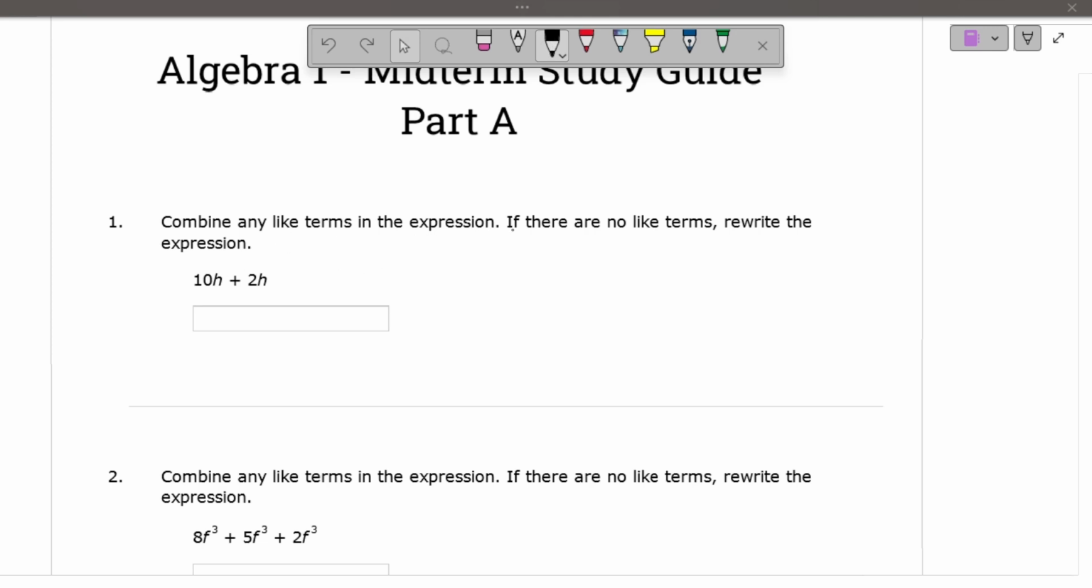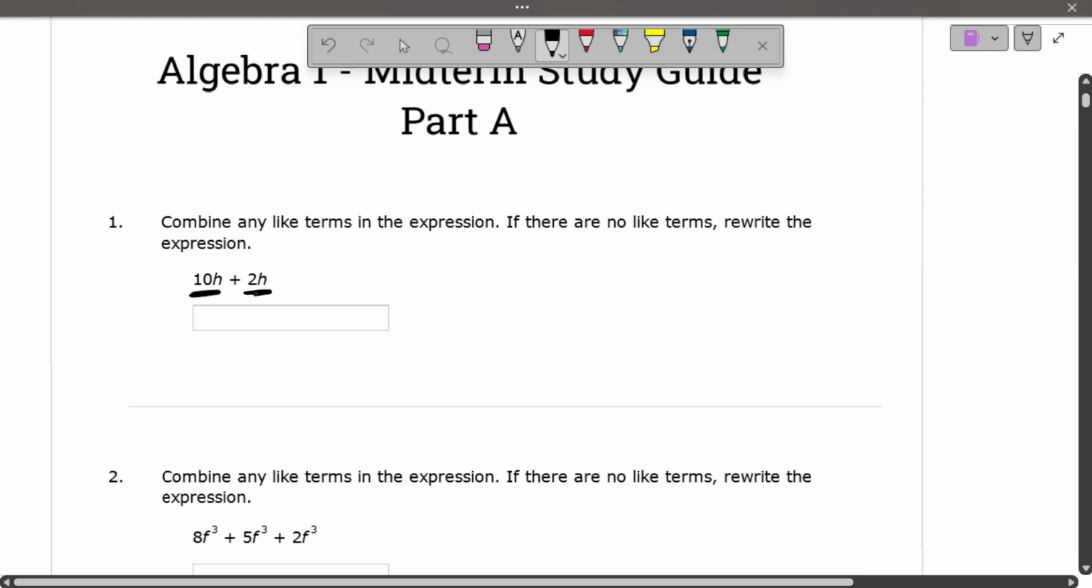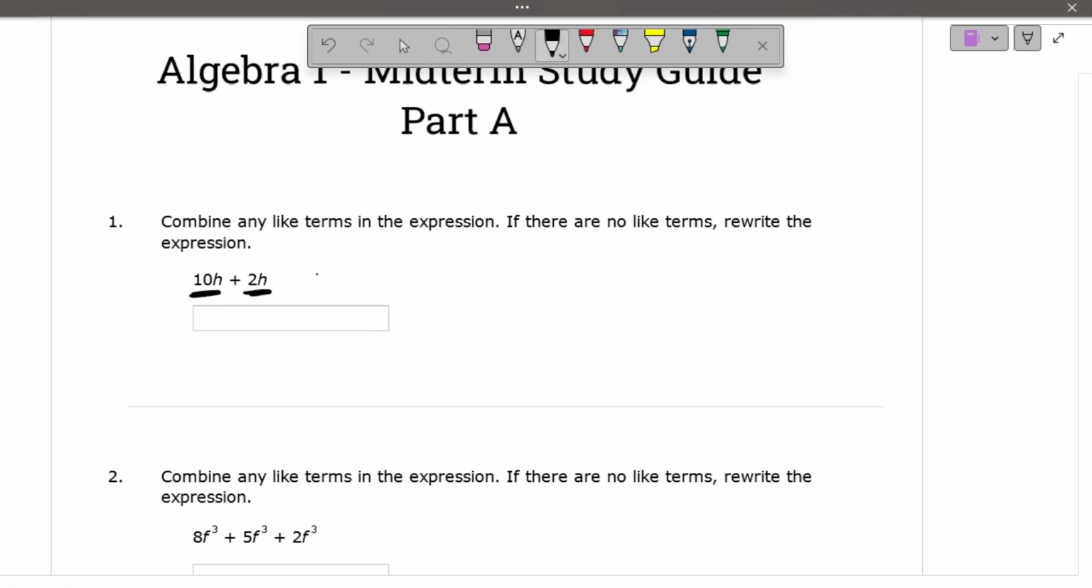Combine any like terms in the expression. If there are no like terms, rewrite that expression. So we have a 10h and a 2h. So we just add the ones with the same base. So we have 2 h's here. So 10 plus 2 is 12. So our answer is 12h. Alright.